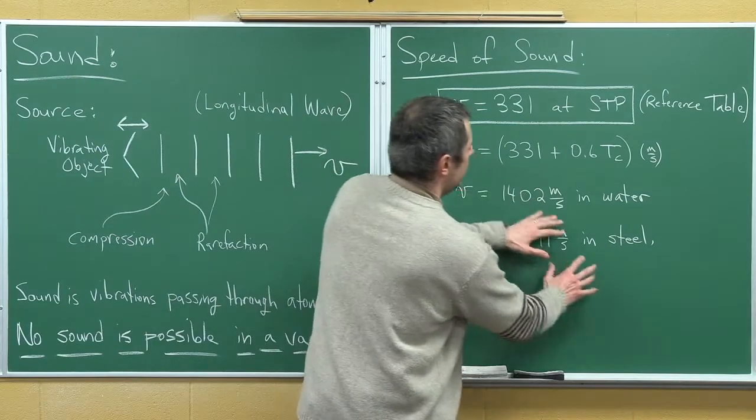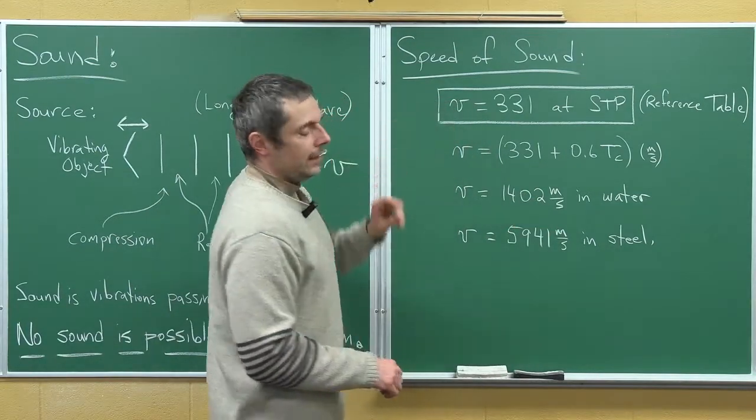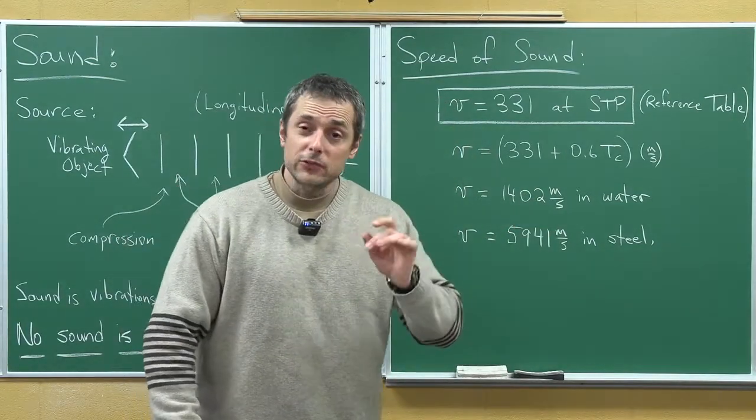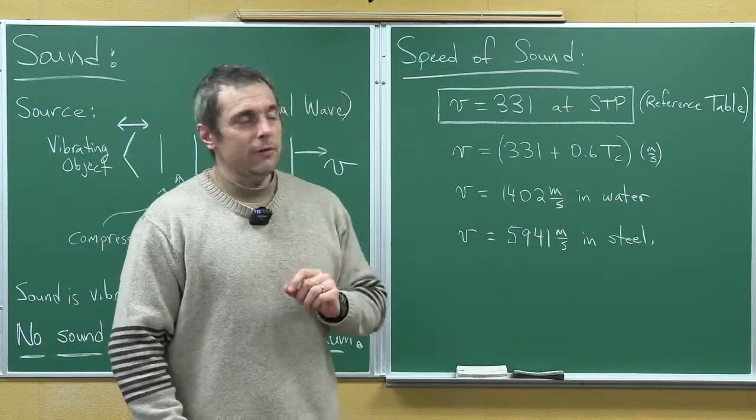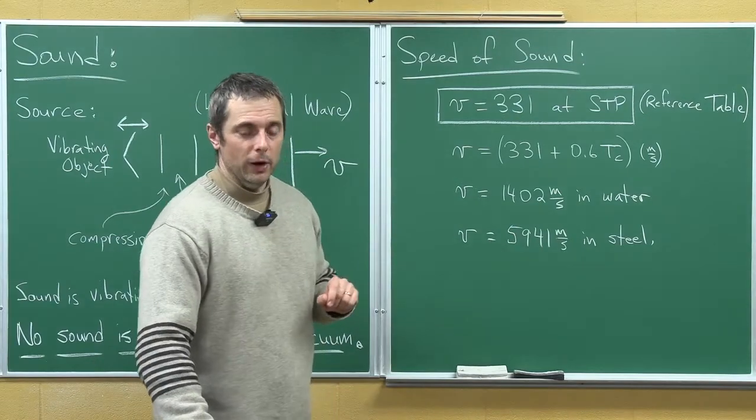Again, you don't need to know any of this. You just need to know that if they say something is happening at STP and it's a speed of sound problem, you've got to go to the reference table to find this number, 331.